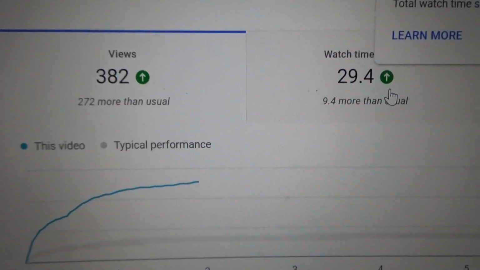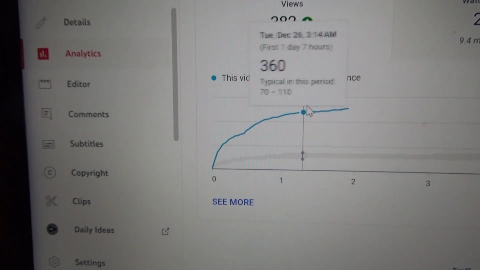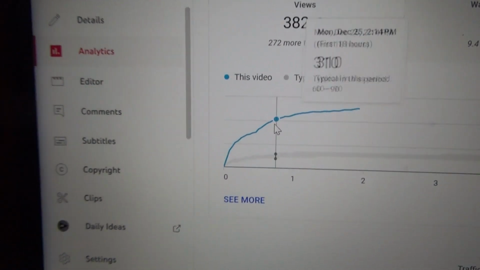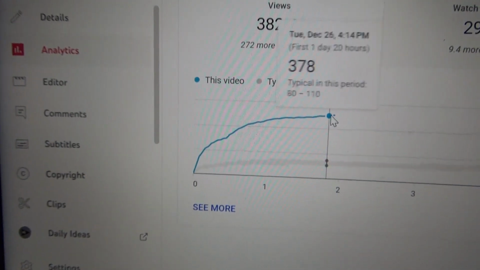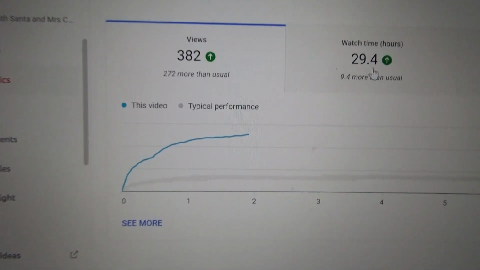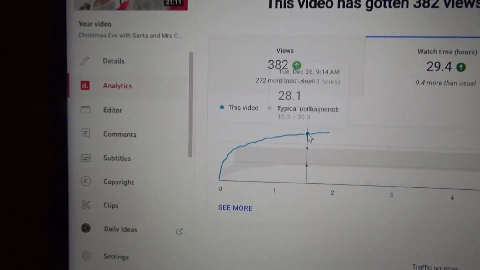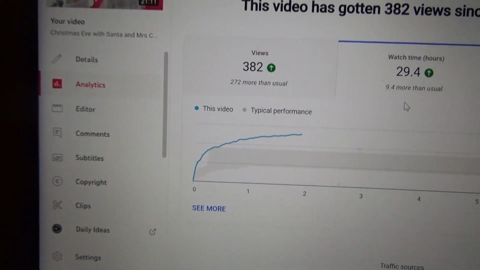Watch time is 29.4 hours, which is great. And you can see it's still trending upward. It's not growing like gangbusters, but it's still trending upward, so that's a good thing. Maybe that video will continue to have some traction for us. And if you look at the watch time, it's continuing to trend upwards, which is good.